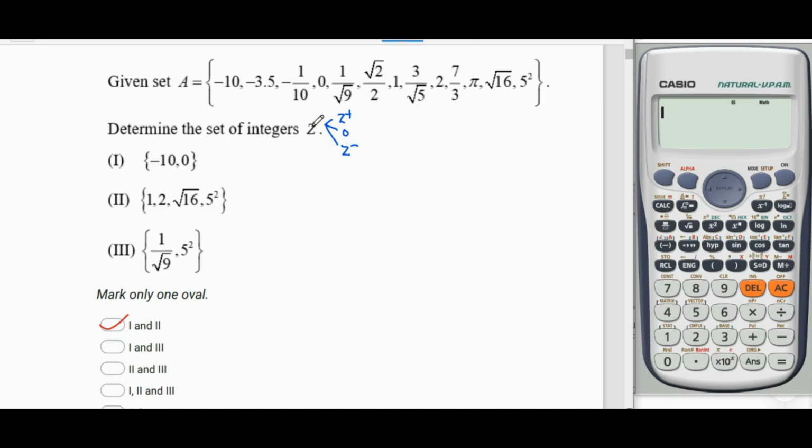So berdasarkan jawapan kita, this is integers, this is integers. So this is integers, this is also positive integers. For square root 16, it is equals to 4. Yes, this is integers. For 5 square, it will equals to 25. So it also are integers, positive integers. Meanwhile, for 1 over 9, so it will be equals to 1 over 3, is not integers because integers adalah nombor bulat. So that's why our answer will go for 1 and 2.